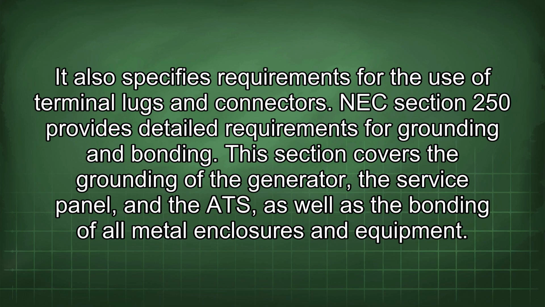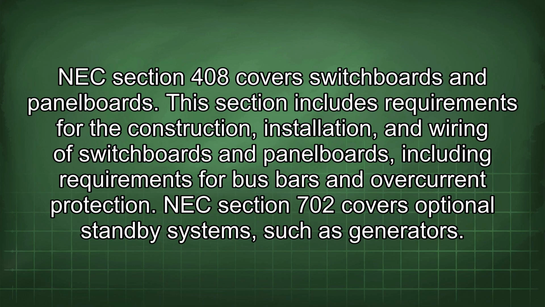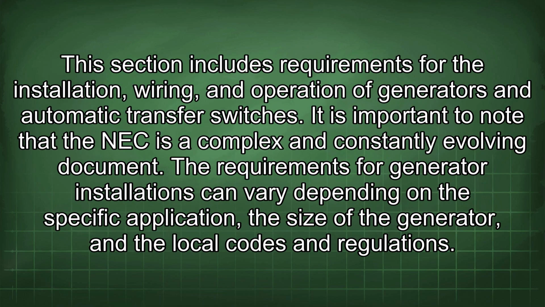NEC Section 250 provides detailed requirements for grounding and bonding. This section covers the grounding of the generator, the service panel, and the ATS, as well as the bonding of all metal enclosures and equipment. NEC Section 408 covers switchboards and panelboards. This section includes requirements for the construction, installation, and wiring of switchboards and panelboards, including requirements for bus bars and overcurrent protection. NEC Section 702 covers optional standby systems, such as generators. This section includes requirements for the installation, wiring, and operation of generators and automatic transfer switches.